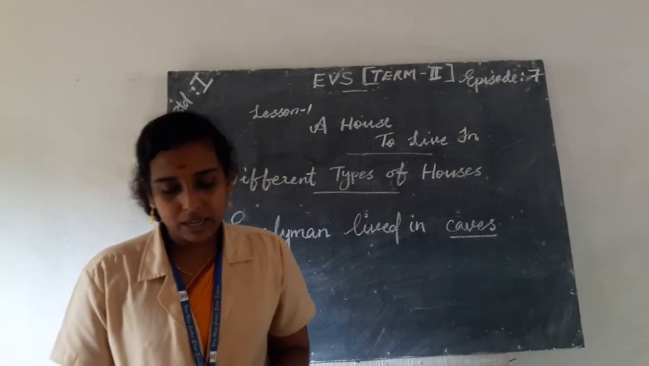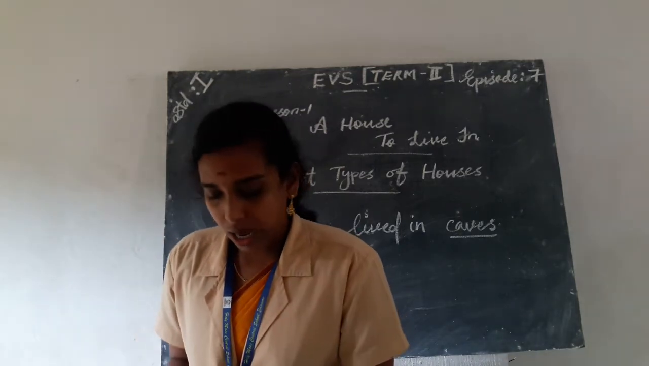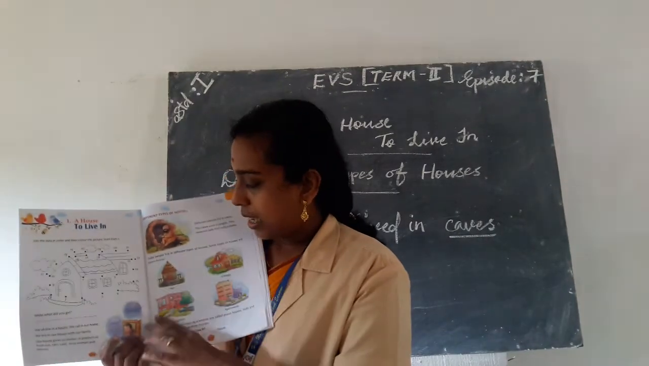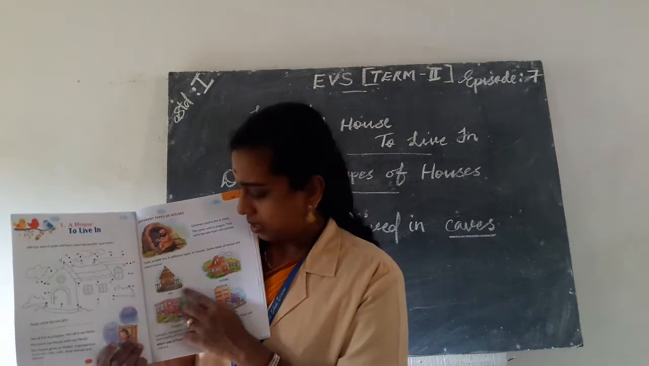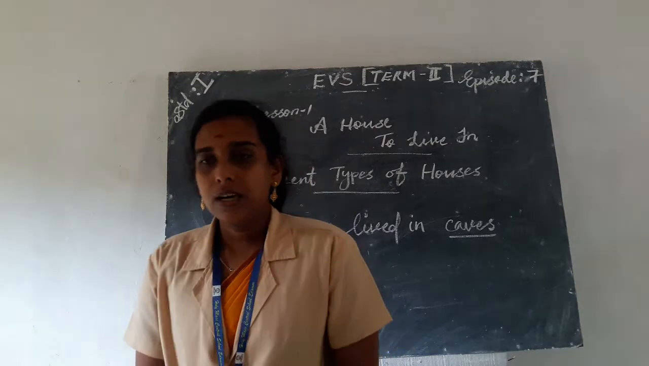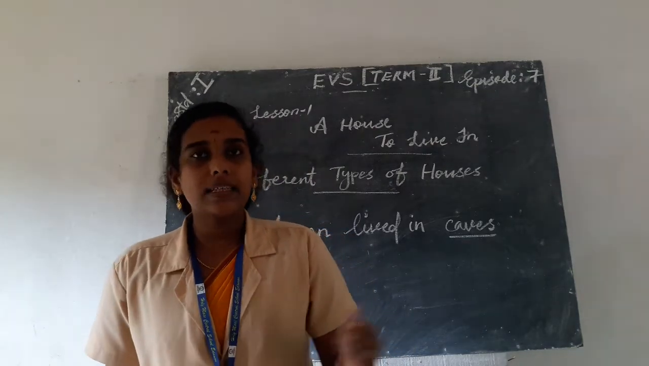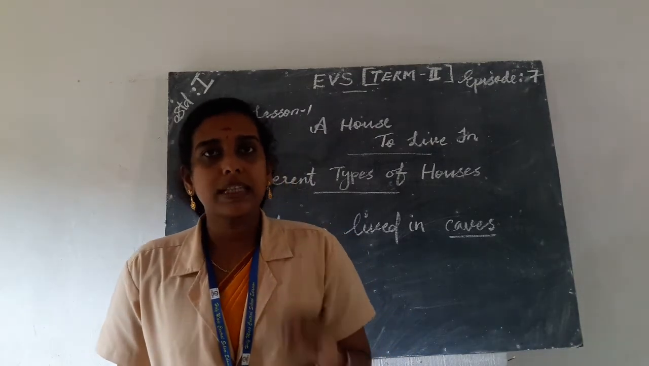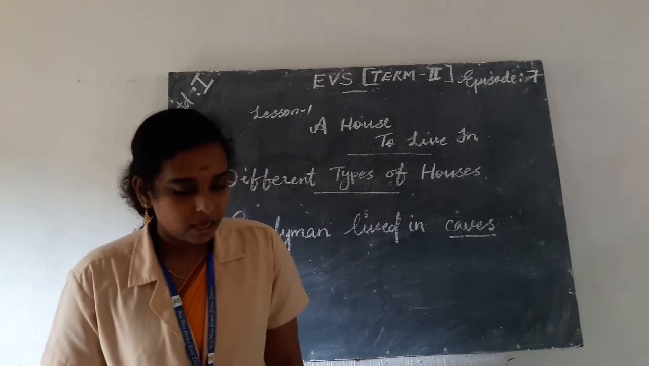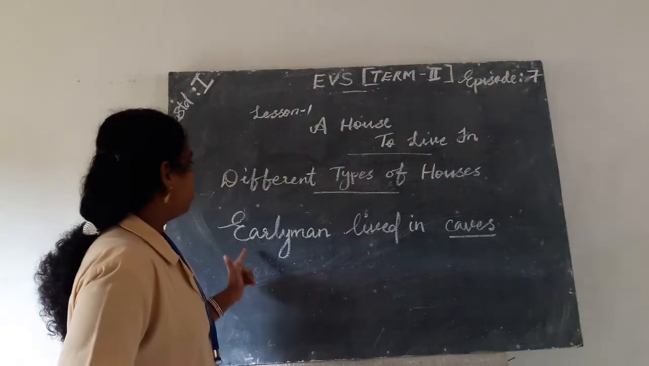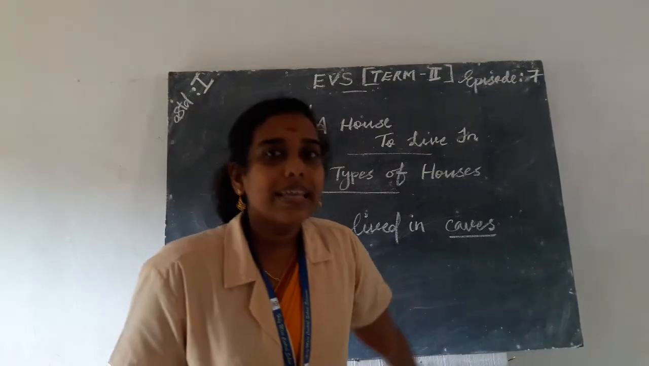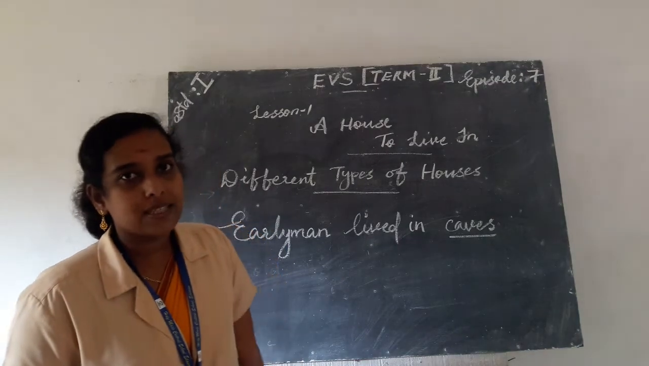Today people live in different types of houses, and some types are given in your textbook. That is, hut, then cottage, bungalow, apartments. These houses are categorized into two types. They are pakka house and kacha house. So let us see what they are. Early man lived in caves. Say the spelling of caves.